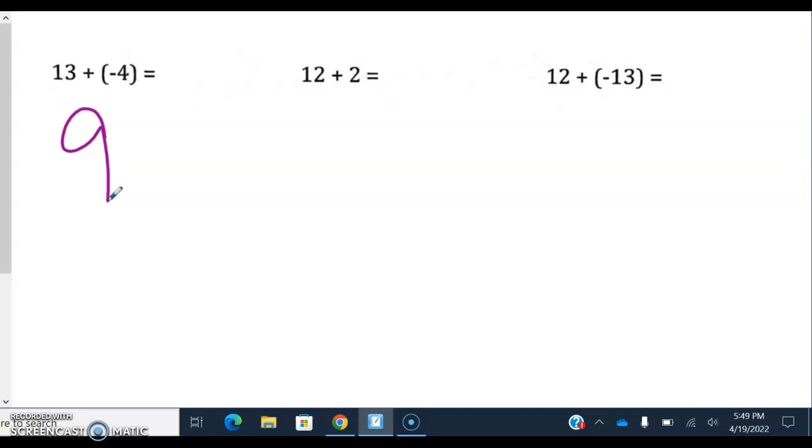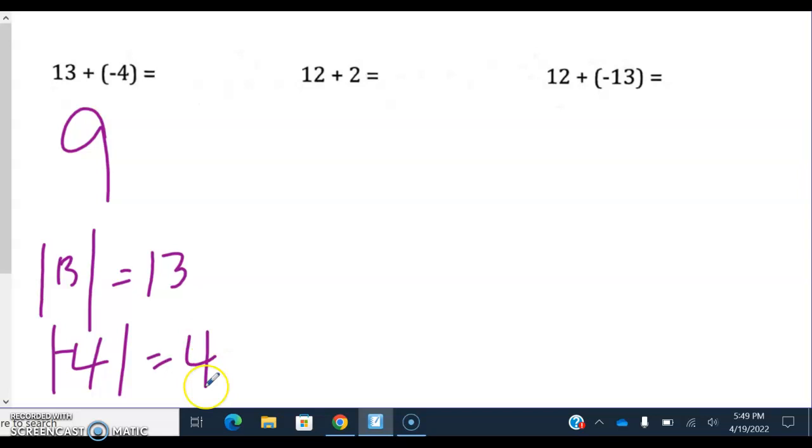Okay, so let's think. 13 minus 4 is 9. Which one's going to have a greater absolute value? 13 from 0 is 13. -4 from 0 is 4. The greater absolute value would have to be this 13 right here, and that one is positive, so we will leave it just like that.